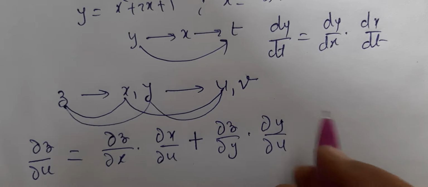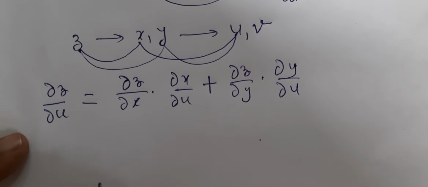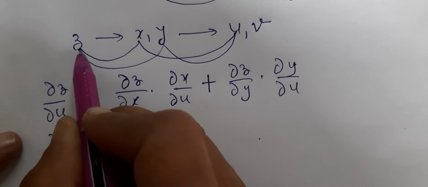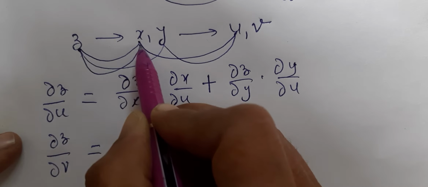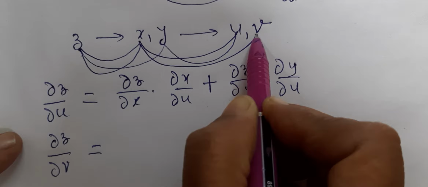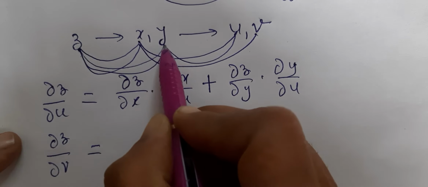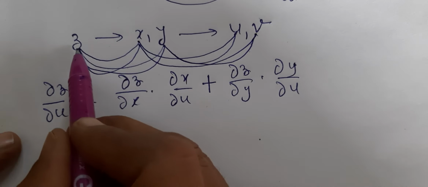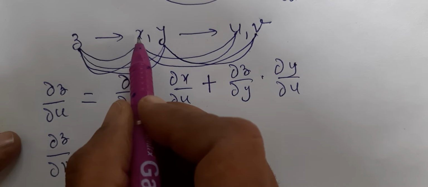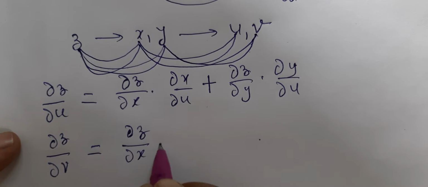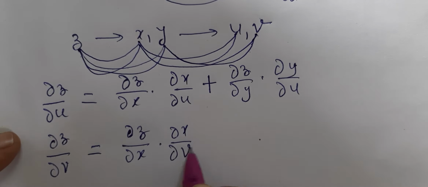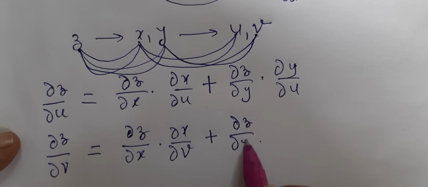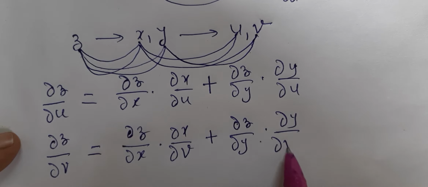Exactly the same way you can find the derivative of z with respect to v. Again you can see it is del z by del x into del x by del v plus del z by del y into del y by del v. What we are saying is, z is a function of v. First it is via x. So del z by del x into del x by del v, plus it's also a function of v via y. So del z by del y into del y by del v.